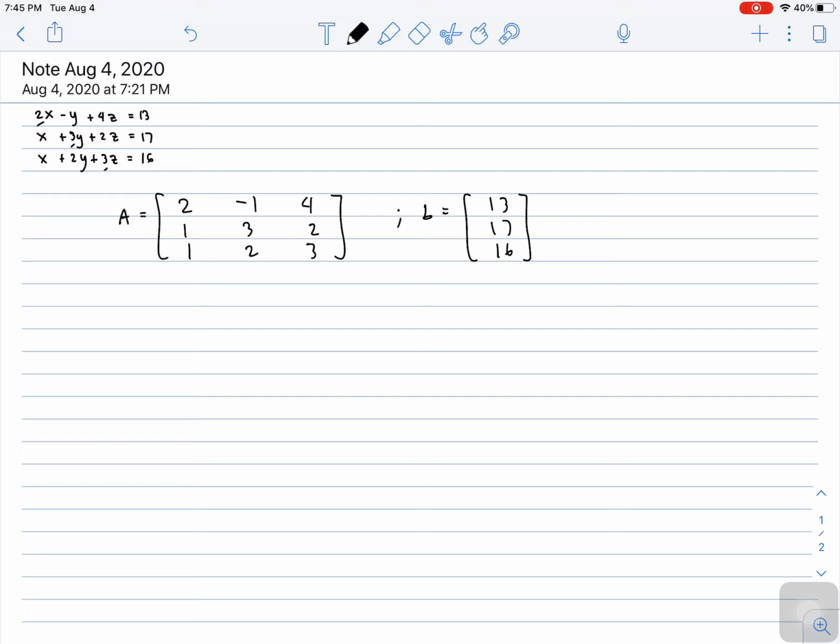Okay. So next is to use the augmented matrix. This combines A and B. So 2, negative 1, 4, 1, 3, 2, 1, 2, 3. Then with B, 13, 17, 16. Okay, so the other entries just stay, but the values 2, 3, and 3 on the diagonal should become 1. Then the rest should be 0 so that it becomes an identity matrix. Okay?